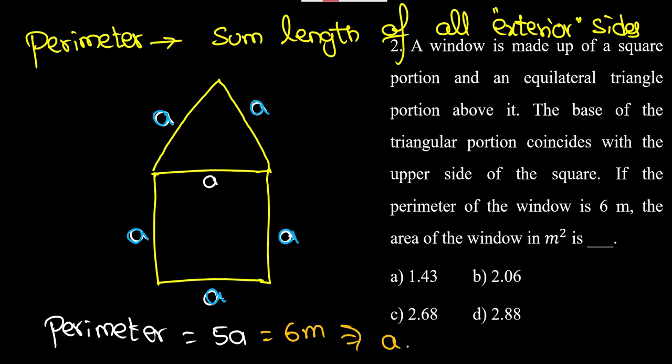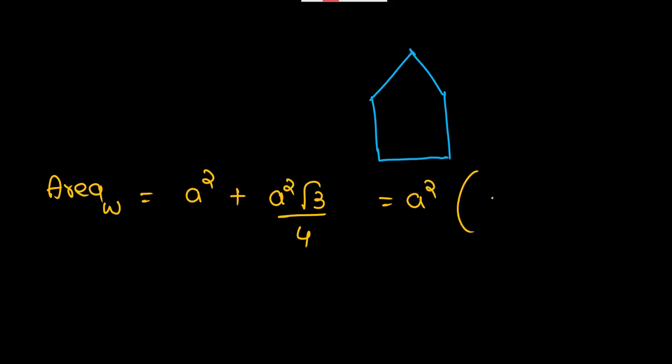Then A will be equal to 1.2. Now what you need to calculate? The area of the window. So this window area is nothing but the square area plus the equilateral triangle area. The area of the equilateral triangle is square root 3 by 4 a square; we'll discuss how, that's not an issue. If you want, we can derive it, that's not a big problem. Now a square, you can pull it out. 1 plus root 3 by 4, with root 3 as 1.732 divided by 4, is 0.433. So it's like 1.433.